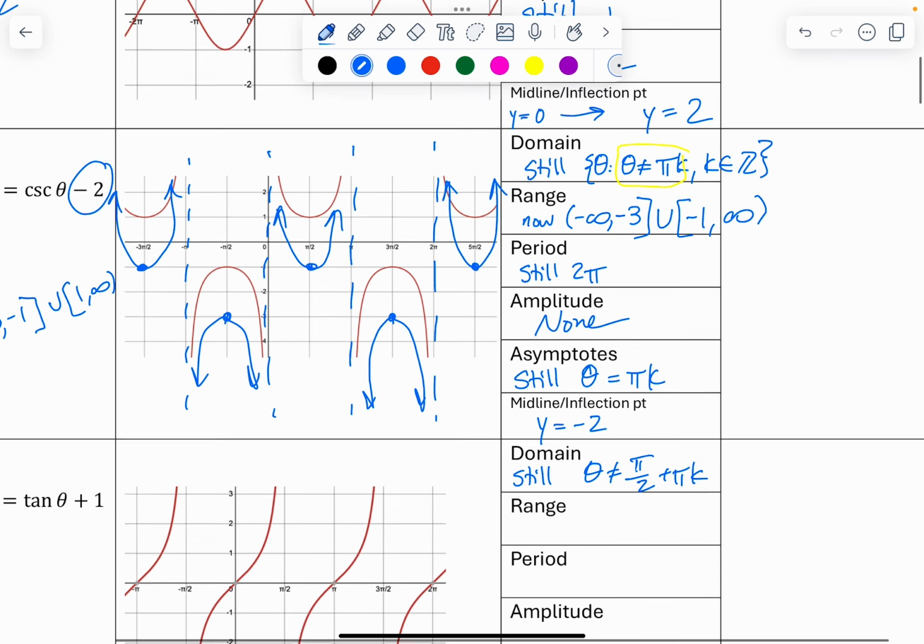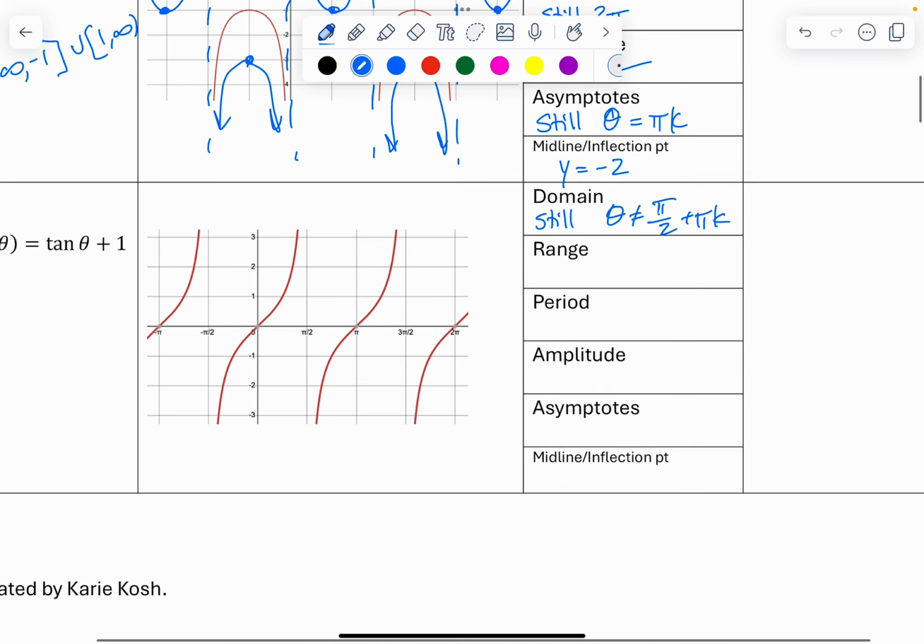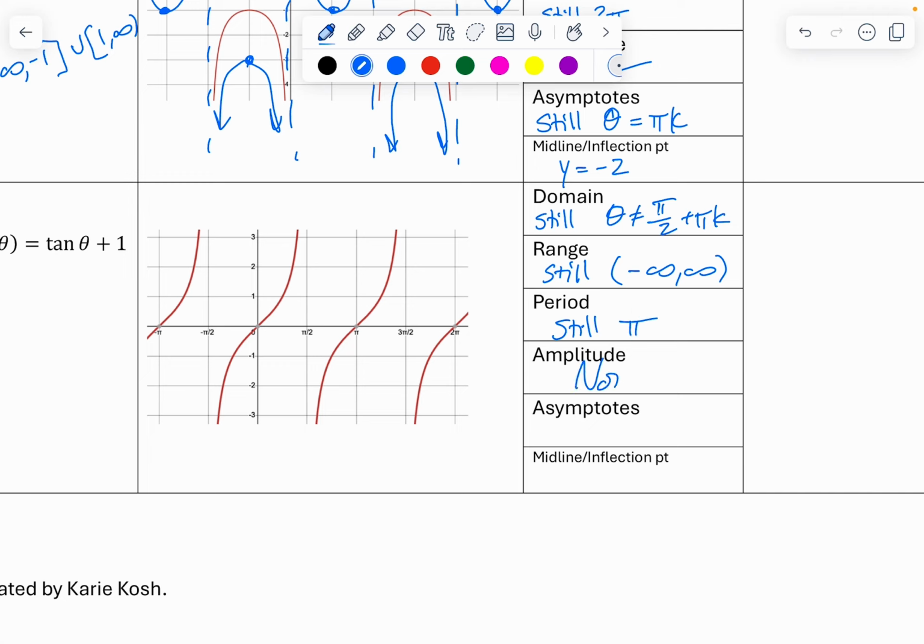I should write all of that out like we said a second ago, but I'm not going to. My range is still negative infinity to positive infinity. That will never change because any sorts of shifts won't restrict that range. The period is still pi. My amplitude, there's none. And my asymptotes are still theta equals pi over 2 plus pi k, where k is an element of the integers.